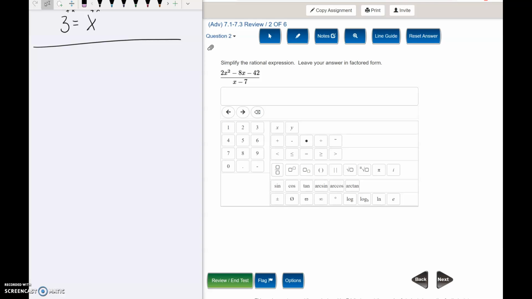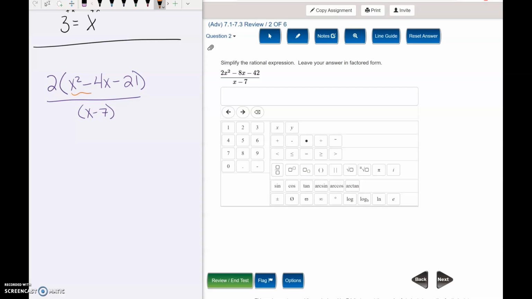Simplify the rational expression, leave your answer in factored form. We need to factor the top, factor the bottom. So first we factor the top, and I look at those three terms and I think, what do those three terms have in common? They have a 2 in common. So we factor the 2 out. 2x squared, pull the 2 out, you're left with x squared. Negative 8x divided by 2 is negative 4x, and negative 42 divided by 2 is negative 21. On the bottom, we have simply x minus 7.